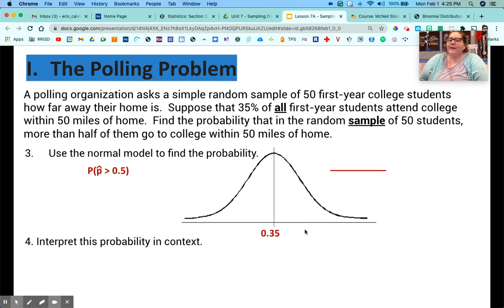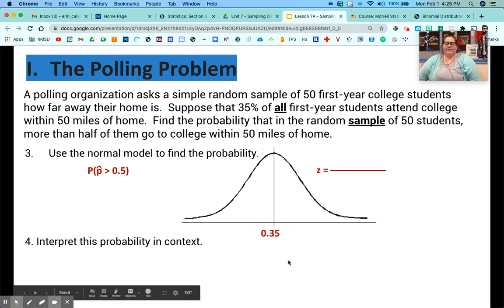0.5 is obviously higher than 0.35, but we know that it can happen. We know that not every sample of 50 students is going to have the exact same proportion who go to college close to home. So we're trying to find, where does 0.5 fit in on this? And that comes from finding a z-score.